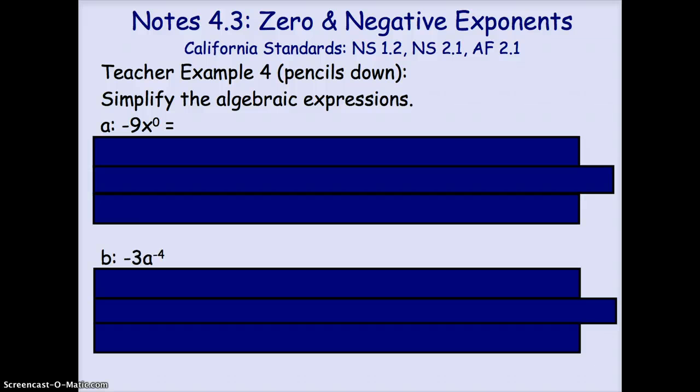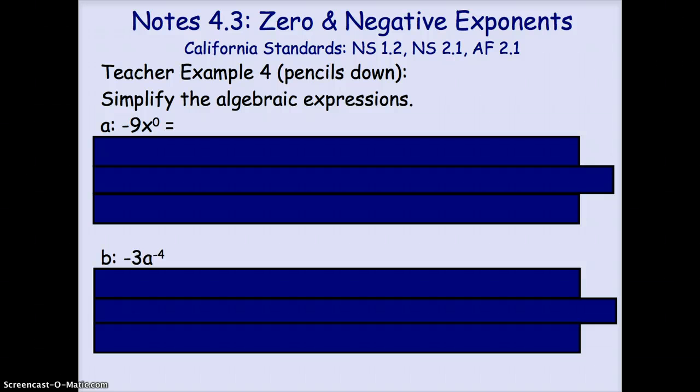What that means is we'll be jumping right into teacher example 4 without any vocabulary, anything new. We do still have our standards, we do still have our title, we just don't have any of the vocabulary rules or properties. So you can skip that section and jump right to teacher example 4, pencils down. Simplify the algebraic expressions. So now we're continuing with what we were covering with our exponents, but notice we have more than just a number or a letter and its exponent.